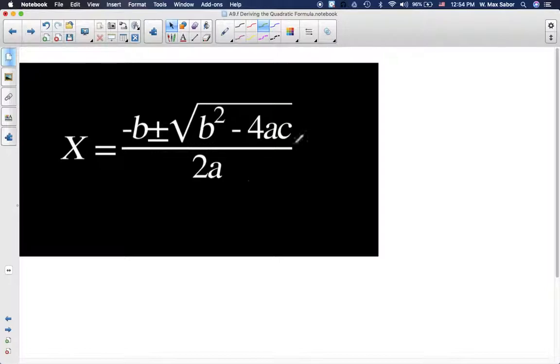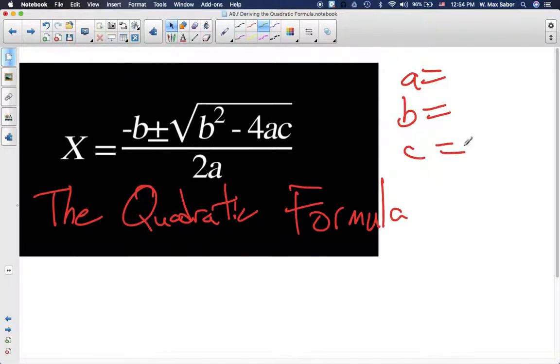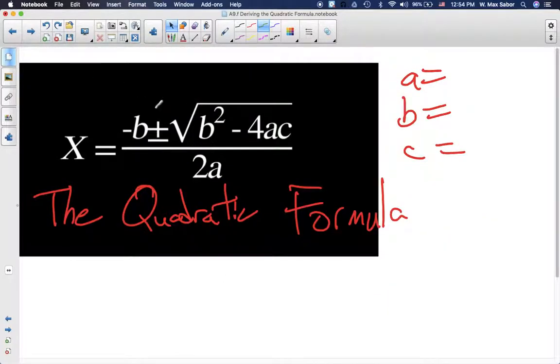Again, this is called the quadratic formula. Its purpose is to take in an a, b, and c and give you out the two answers, because there's plus or minus, to the equation ax squared plus bx plus c equals 0. And the formula that you should memorize is called the quadratic formula: x equals negative b plus or minus the square root of b squared minus 4ac all over 2a.